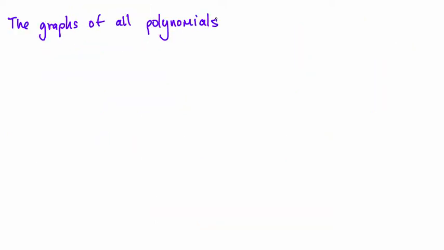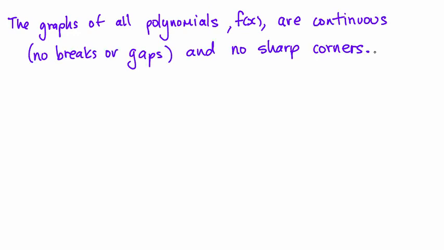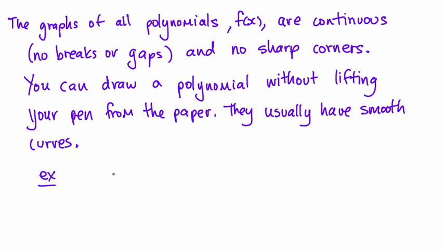The graphs of every single polynomial, and we'll call it f of x, they're always continuous. And what that means is there's no breaks in them, and there's actually no sharp corners in them either. And what this really means is you can draw a polynomial function without lifting your pen from the paper, and generally they have nice smooth curves to them. So for example, if I just draw a function that looks like this, that's probably going to be a polynomial, because there's no jumps or gaps in it, and it's got some nice smooth curves to it.